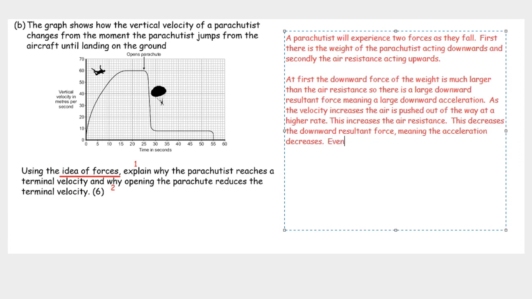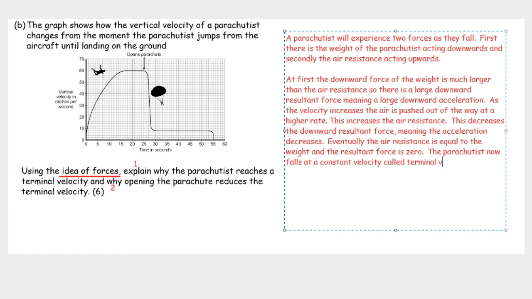Now I'm going to go to my eventually. Eventually the air resistance is equal to the weight and the resultant force is 0. The parachutist now falls at a constant speed called terminal velocity.